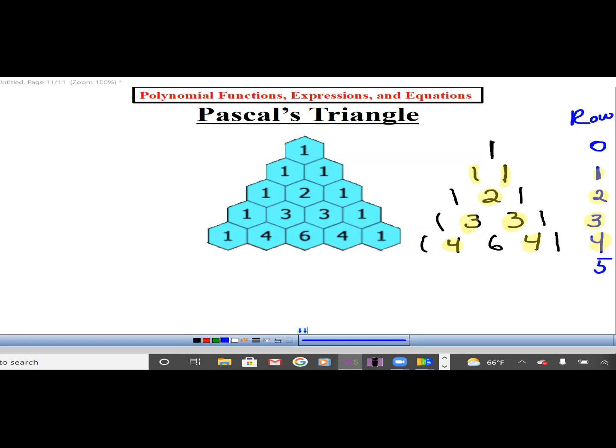All right, let's see. Juliana, what'd you get for row 5? 1, 5, 10, 10, 5, 1. Hands if you got that. That is correct. Let's go. Since you're at it, find me row 6. 20 seconds. You're like, what?